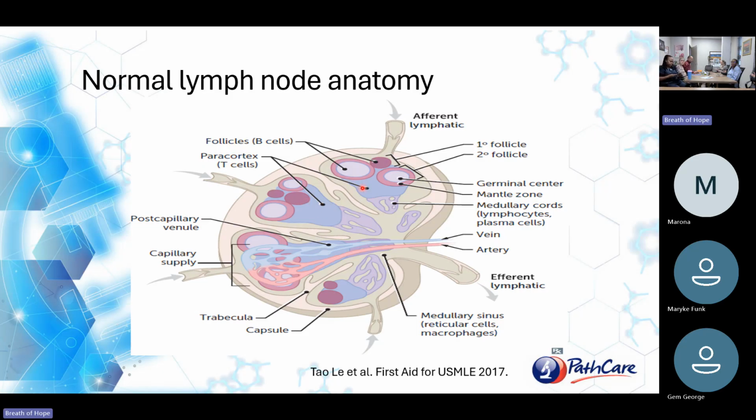Between the follicles, we have the paracortex, and this is mostly populated by T cells. And then we have medullary cords, which are populated by a mixture of lymphocytes, plasma cells, and macrophages. Although we say it's mostly B cells, mostly T cells, in reality, some cells are constantly moving up and down and circulating through these areas. So they're predominantly B, predominantly T, rather than exclusively so.